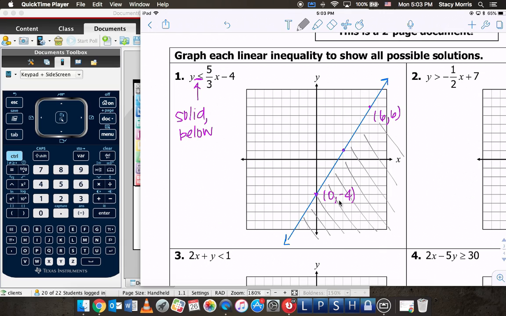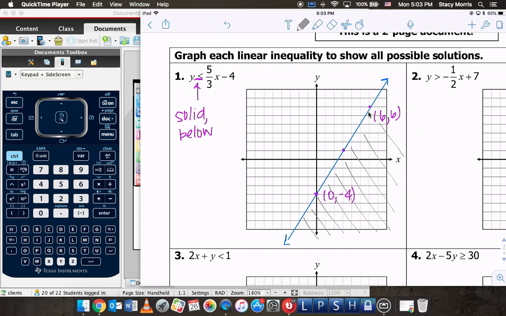So any point or coordinate in the shaded area is a solution. So 0, 0 in this case would not be. It's not in the shaded area. The points on the line are solutions because it's a solid line. All right? So let's look at number 2.